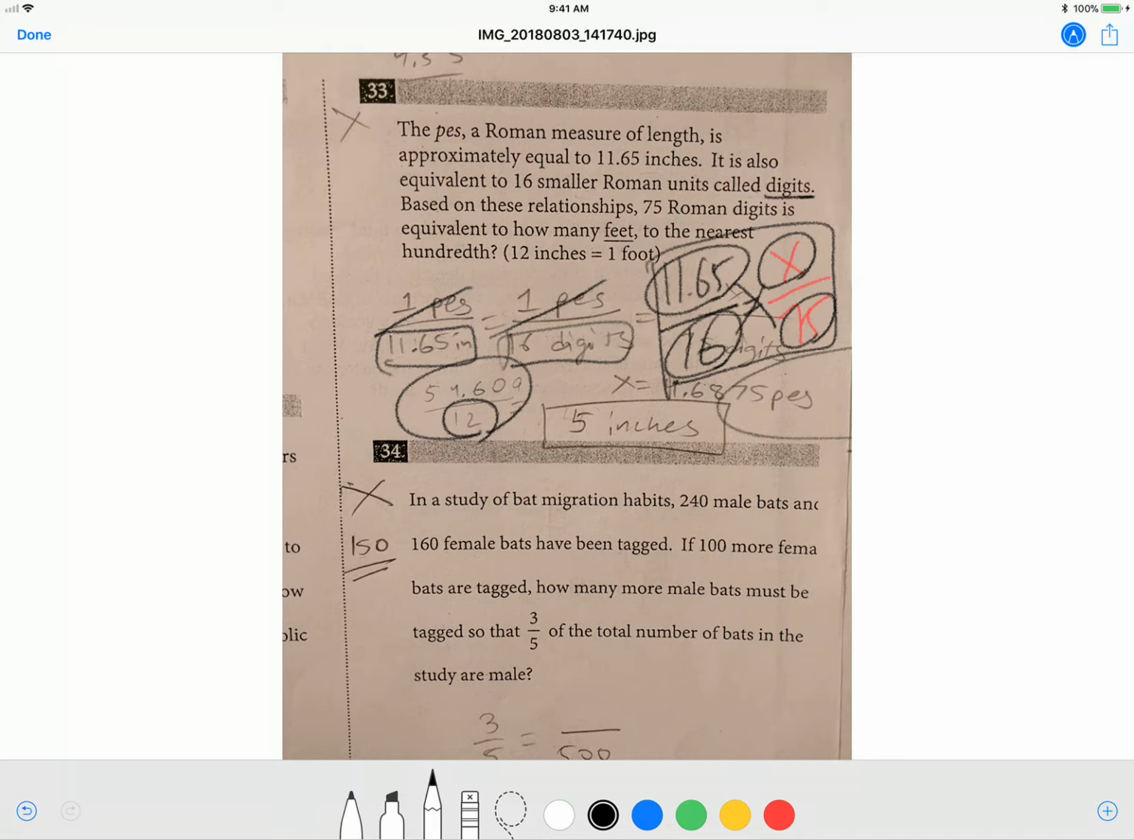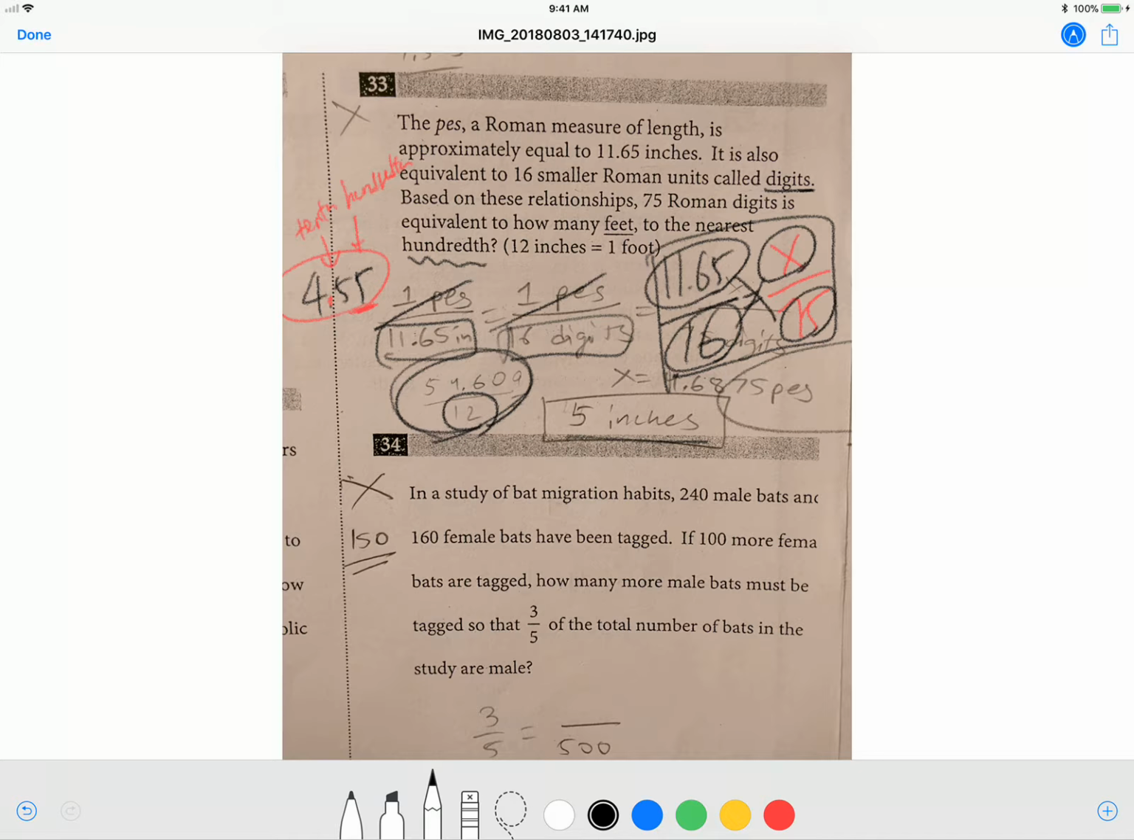Okay, so you did everything correctly here. But the reason it's not going to be 5 is because it says hundredth. Hundredth means this place right here. This is the tenth, and this is the hundredth. So it's going to be 4.55. That's going to be your answer. Okay, so always make sure that you read it correctly. Now let's take a look at 34.